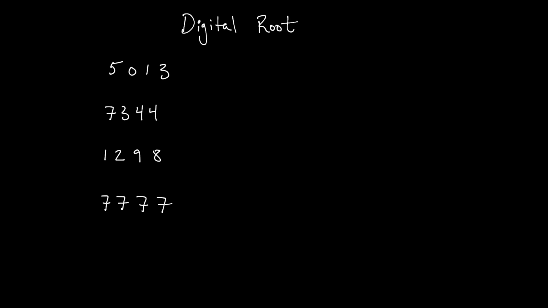Okay, let's look at this first number here, 5013. What we do to find a digital root is pretty simple. We're just going to add all these numbers together until there is only one number left. I'll show you what I mean by that. Let's just add these numbers together. So we have 5 plus 0 plus 1 plus 3.